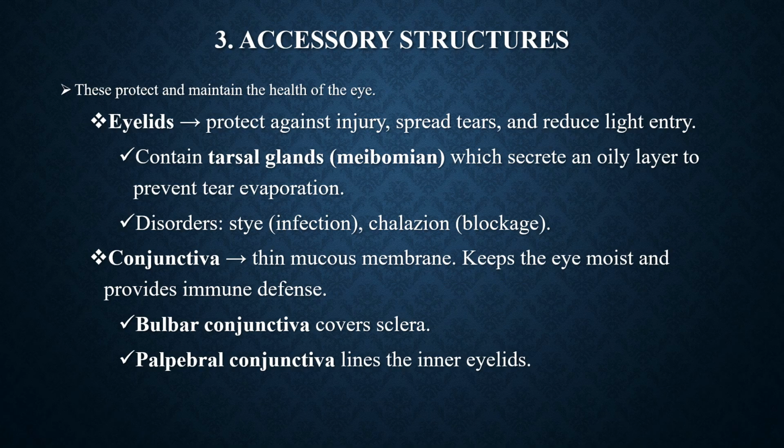So next are the accessory structures. These protect and maintain the eye health. The first one is the eyelids, which protect against injury, also spread the tears and regulate light. These are just some of the functions of the eyelid, not all of them. Later we'll learn about it when we go into details about the eyelid.